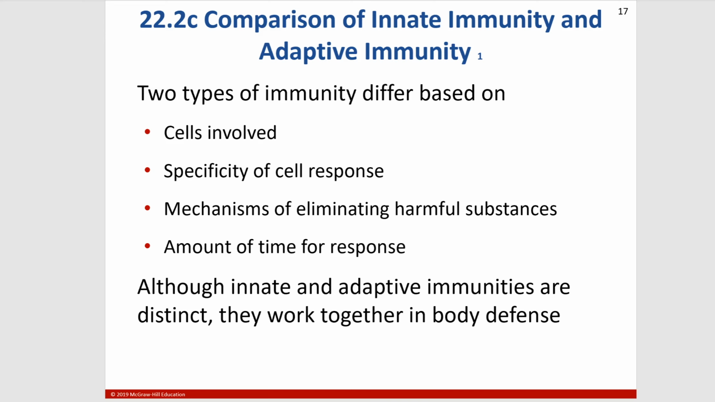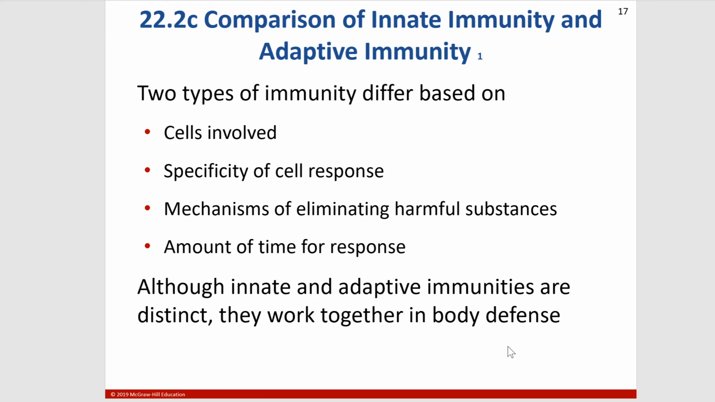So this begs the next part: there are two types of immunity when we're looking at these cells. We have innate immunity and adaptive immunity. The innate immunity is something that simply exists. Something that's innate means it comes with it, like parts of a car or something. So the cells involved and the specificity of cell response are going to be different for the innate versus adaptive.